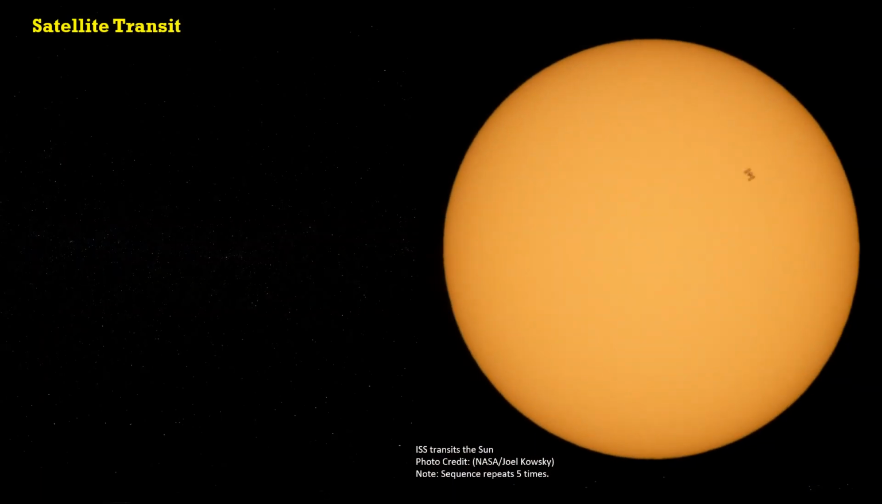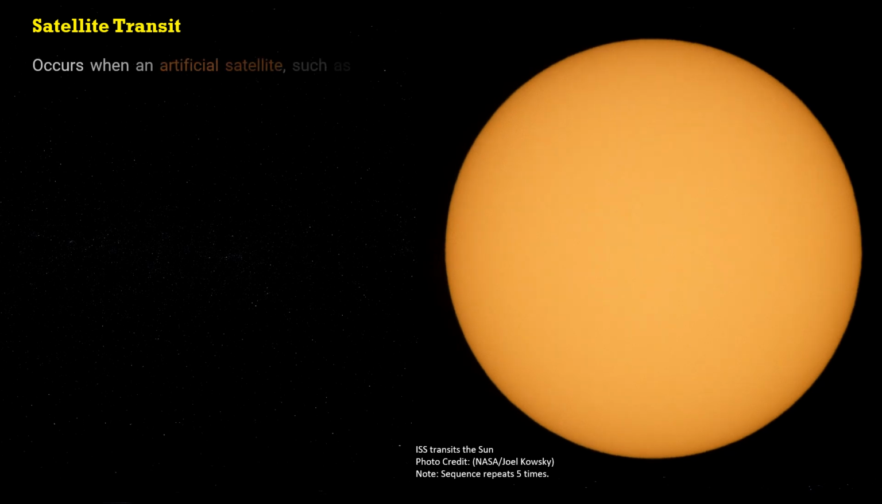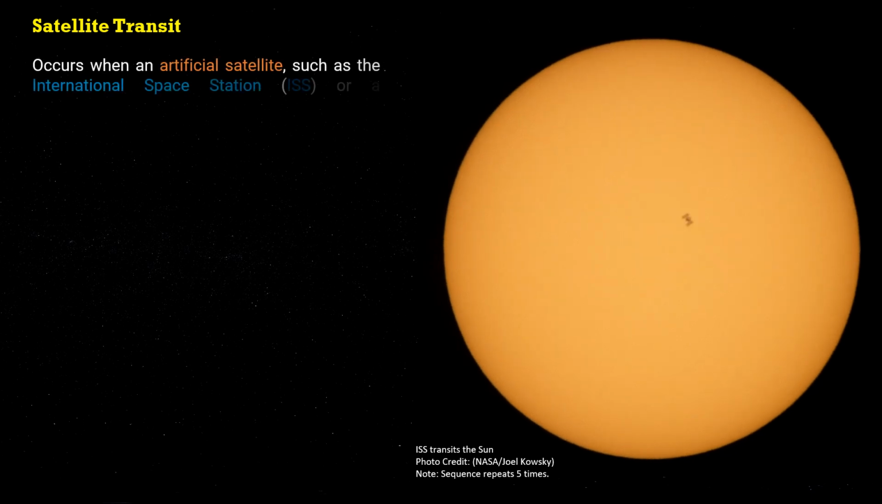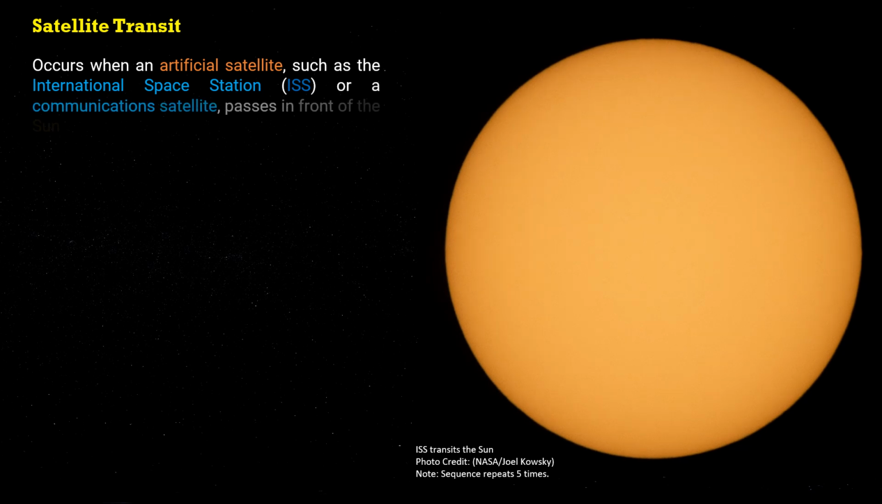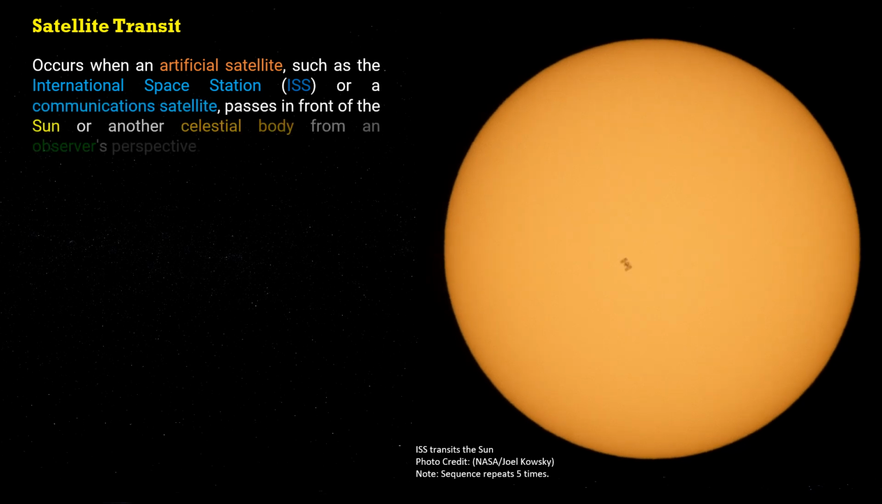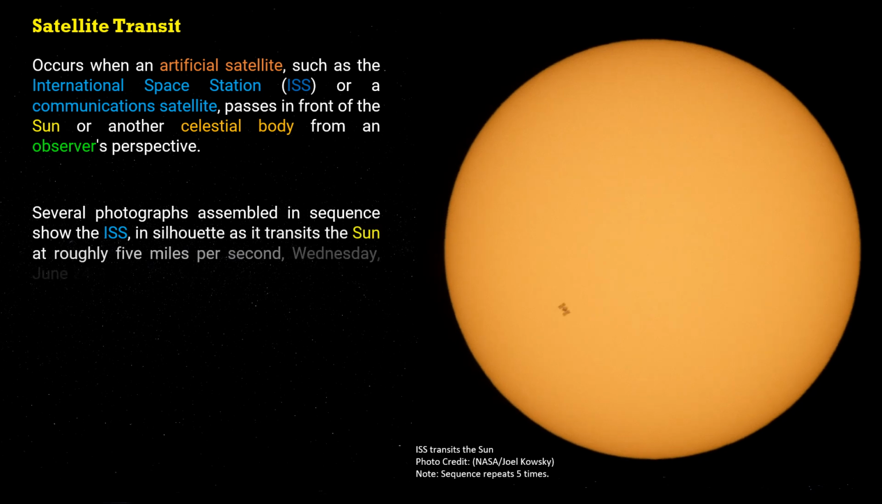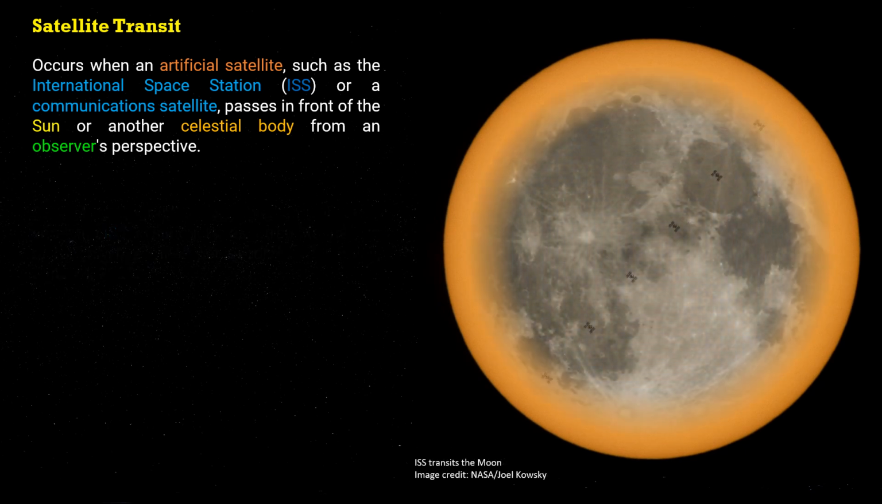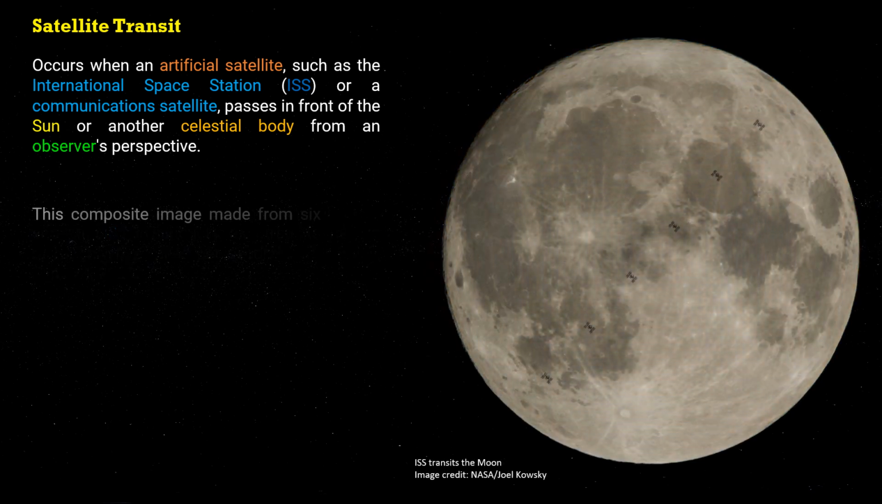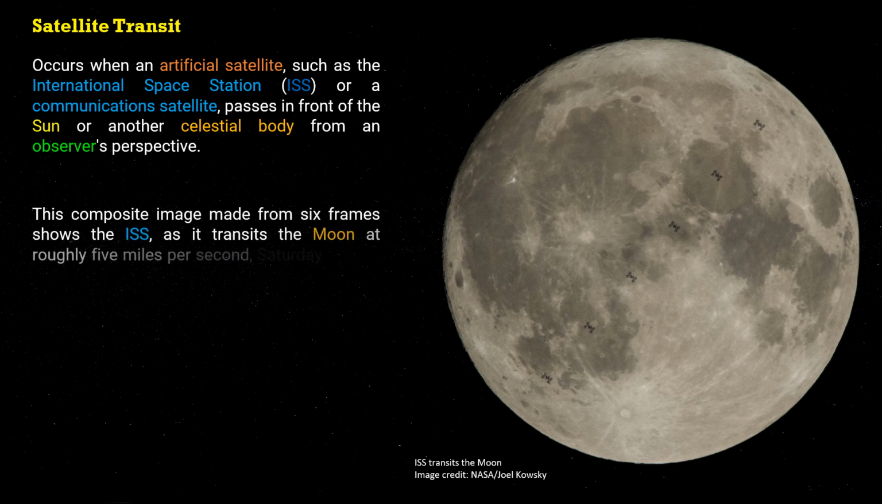Satellite transit occurs when an artificial satellite, such as the International Space Station, ISS, or a communications satellite, passes in front of the Sun or another celestial body from an observer's perspective. Several photographs assembled in sequence show the ISS, in silhouette, as it transits the Sun at roughly 5 miles per second, Wednesday, June 24, 2020. This composite image made from 6 frames shows the ISS as it transits the Moon at roughly 5 miles per second, Saturday, December 2, 2017.